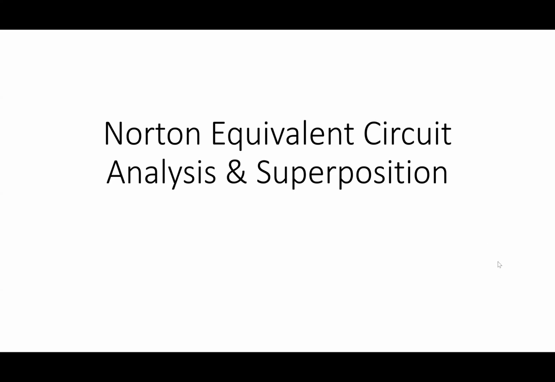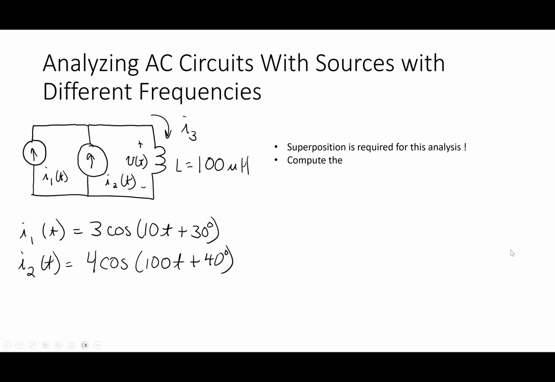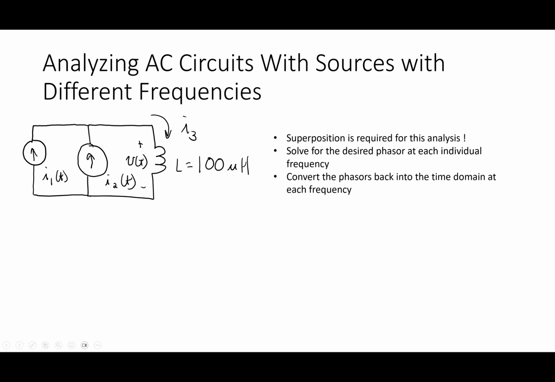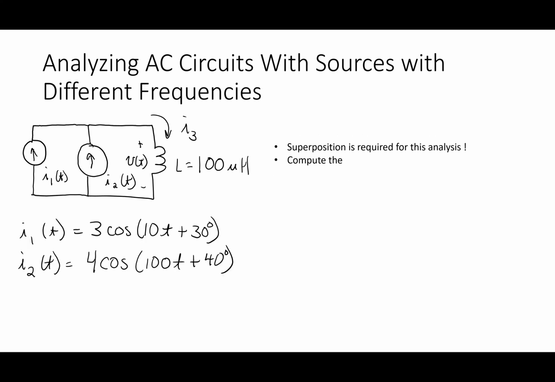All right, so real quick, I want to talk about something like what we have, and I messed this up here in my notes. When you have AC circuits with sources that have different frequencies, the process basically is that you've got to do superposition for this type of analysis. And the issue, like I'll take this example here, right? I've got two current sources and an inductor that they're in parallel with.